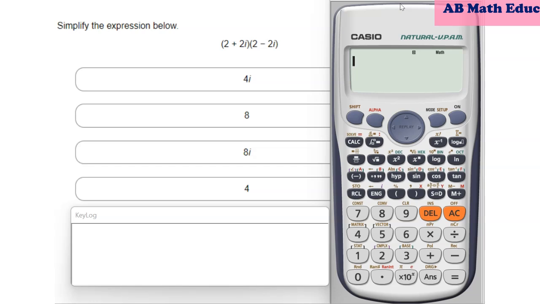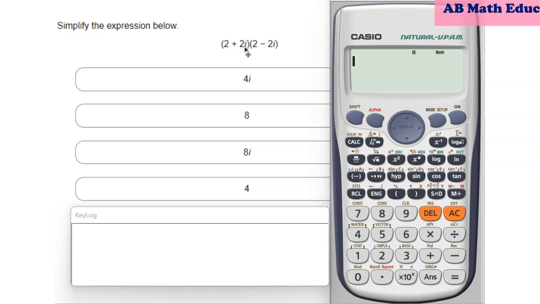Hi guys, today we continue to learn all the strategies and tricks for how we can use a calculator to solve the EmSAT and other standardized examinations. Our focus today is looking at complex or imaginary expressions. So first of all, let's learn how to use a calculator.